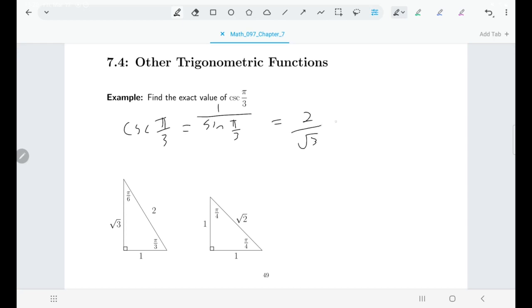And then, of course, the usual, making sure that our answer is in simplest terms, so rationalizing our denominator. And we found cosecant of pi over 3 is 2 root 3 over 3.